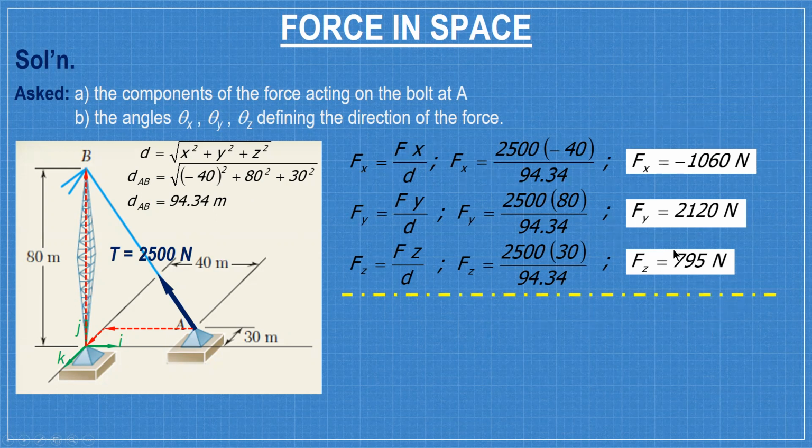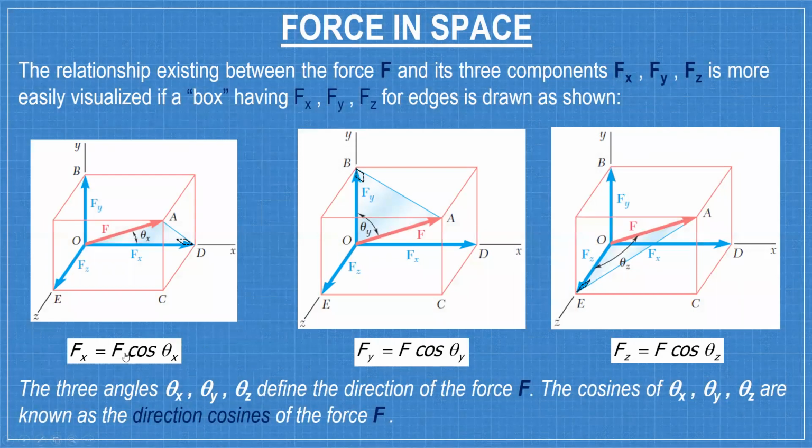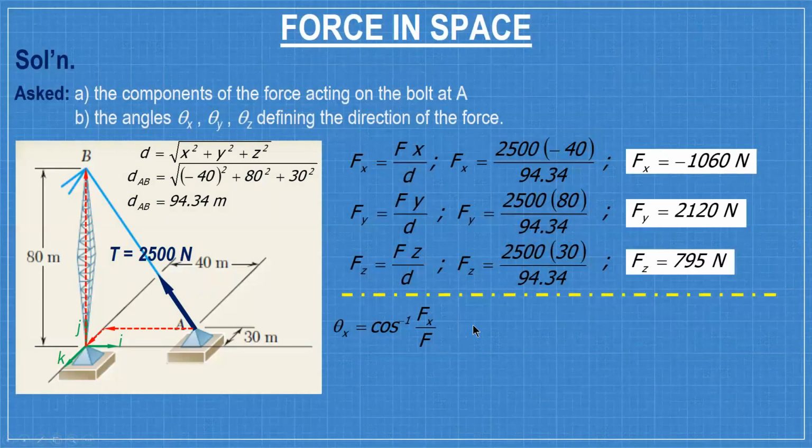So this is for letter A. For letter B, we need cosine theta X, theta Y, theta Z. If we go back, Fx is equal to F cosine theta X. So to solve for theta X, we take the cosine inverse of Fx over F, and then the same for theta Y and theta Z. Those are the required theta X, theta Y, theta Z.